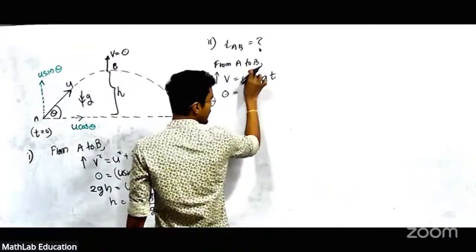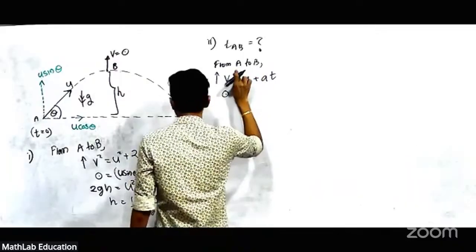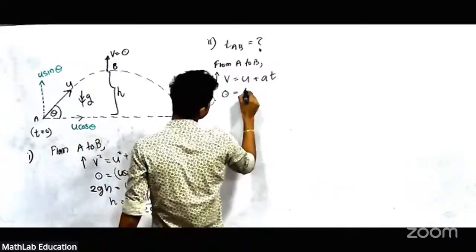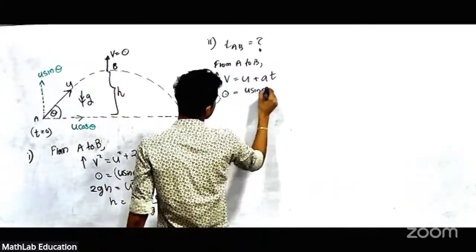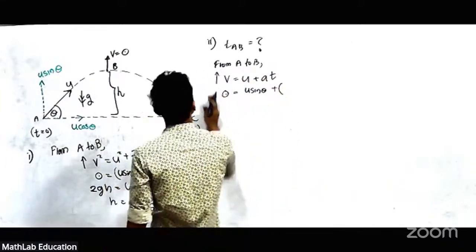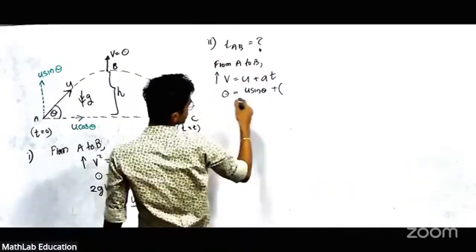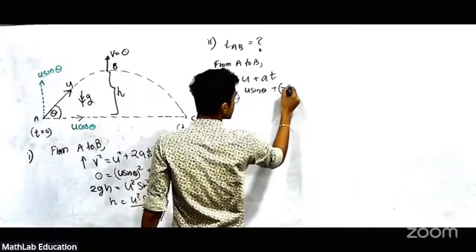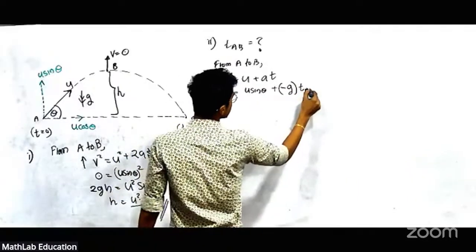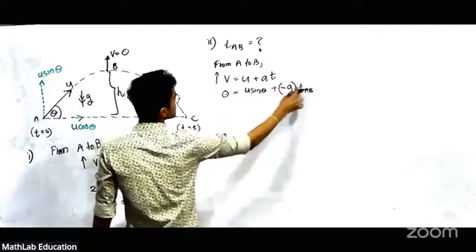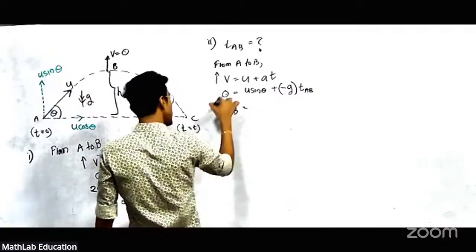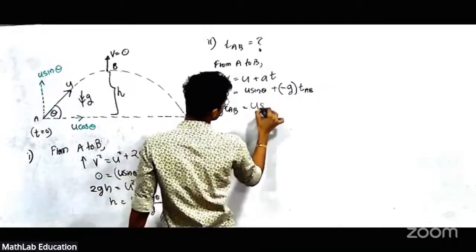And initial velocity is the velocity at A, since I'm applying from A to B. Initial vertical velocity at A is u sine theta. Plus, now applying vertically upwards, g is vertically downwards, opposite to the direction of consideration, so it is minus g. And time is TAB. Minus g TAB can be written as g TAB on the left-hand side, and the other side equals u sine theta.